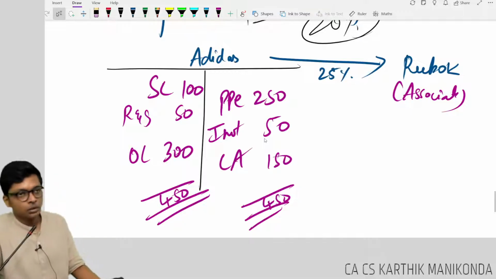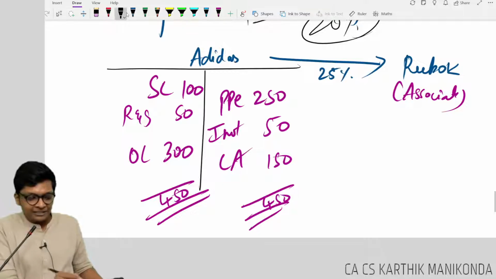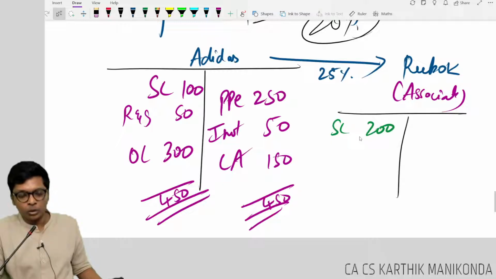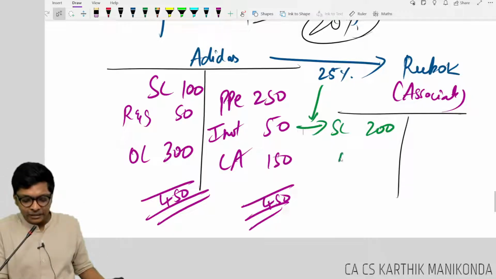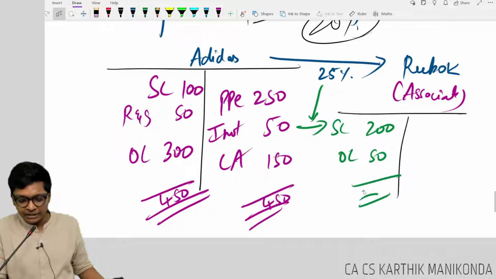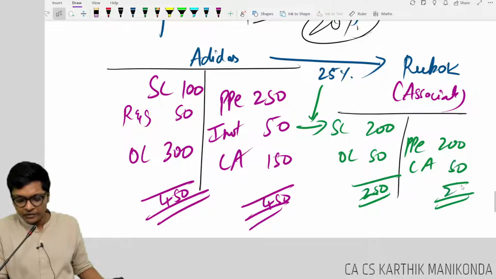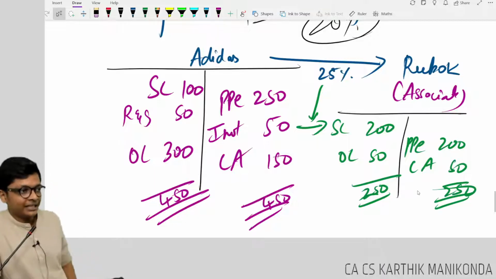Hello? Okay. Reebok financial statement, let me just prepare a rough one. Let me say share capital is 200. That's why I have how much, guys? 25%, 50. Here let's say other liabilities 50, total is 250. PP, let's put it as 200. Current asset as 50, 250. Are you following, guys?